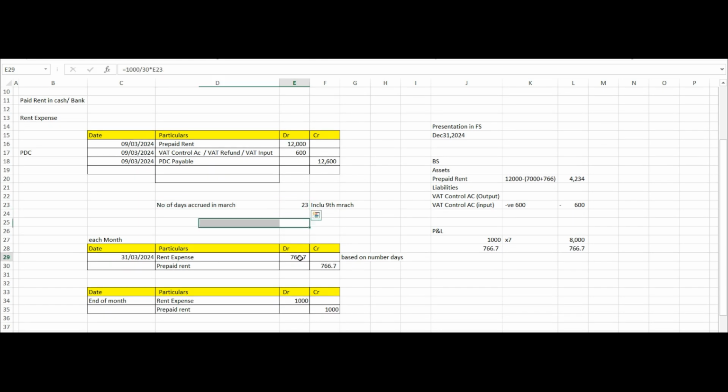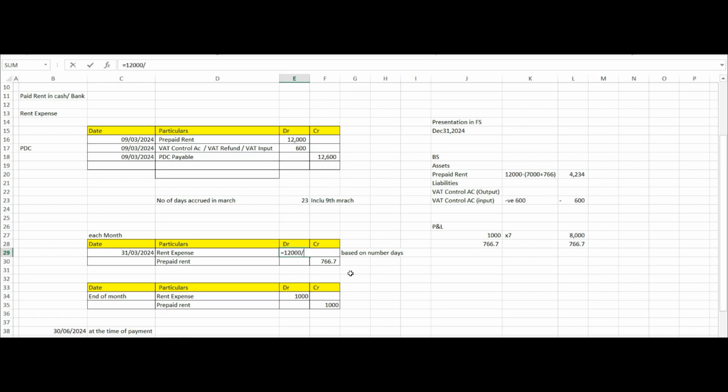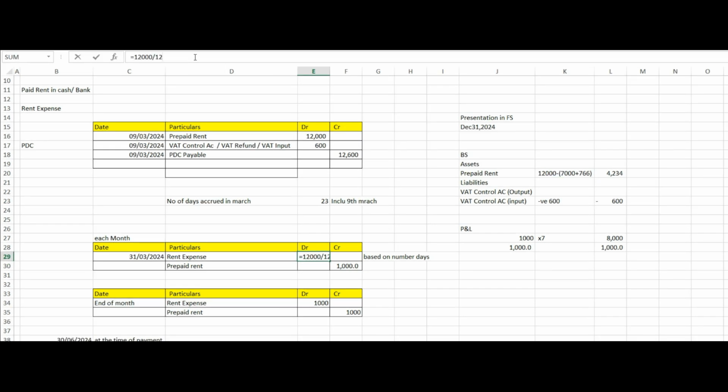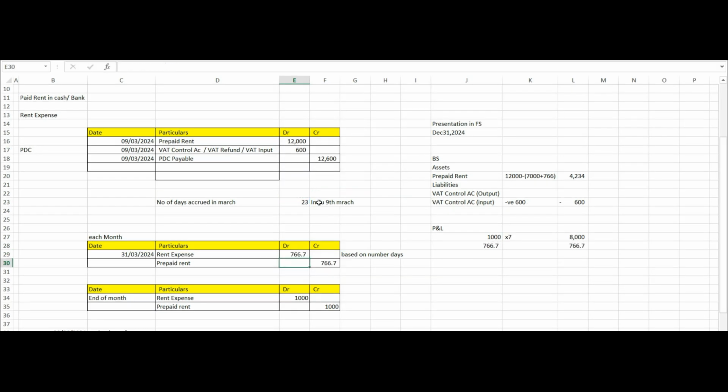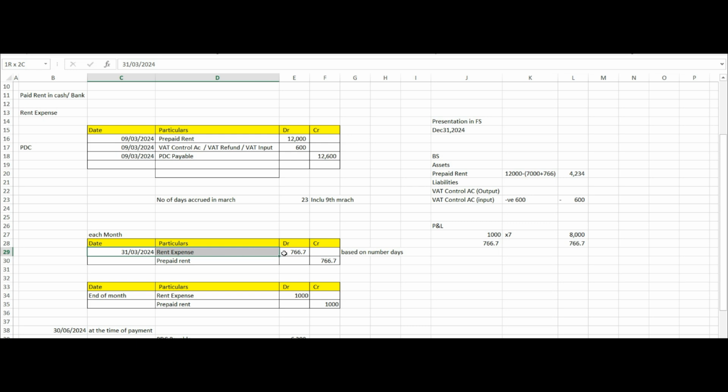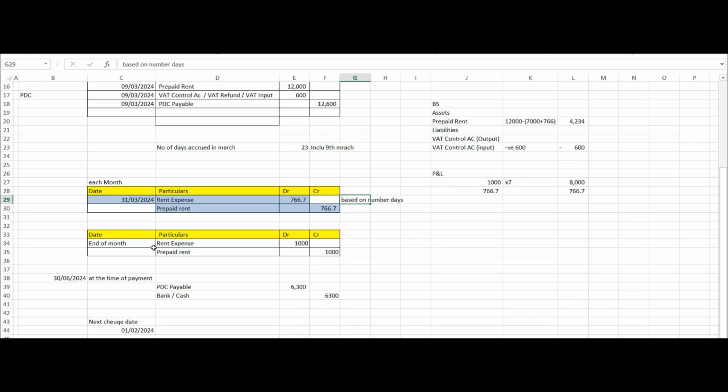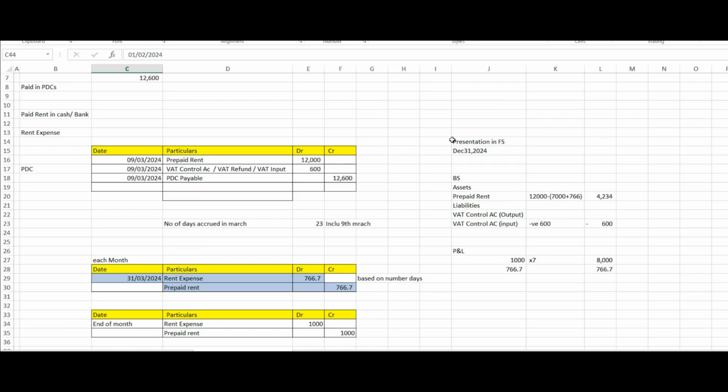So at the end of March, you will make one entry: total rent is 12,000 divided by 12 gives 1 month's rent, and then you will divide it by 30. So you will get 1 day's rent, multiplied by 23. In this way you will get the rent of March, and prepaid rent will be consumed by the same amount. This is based on the number of days utilized. Similarly, at the end of the next month, the full month will be charged as an expense. Now, how has it affected our financial statements?